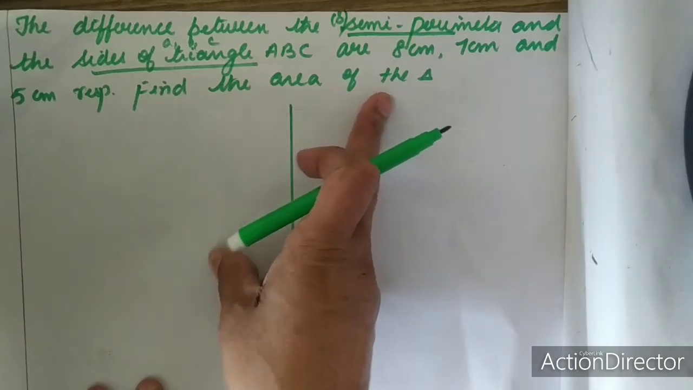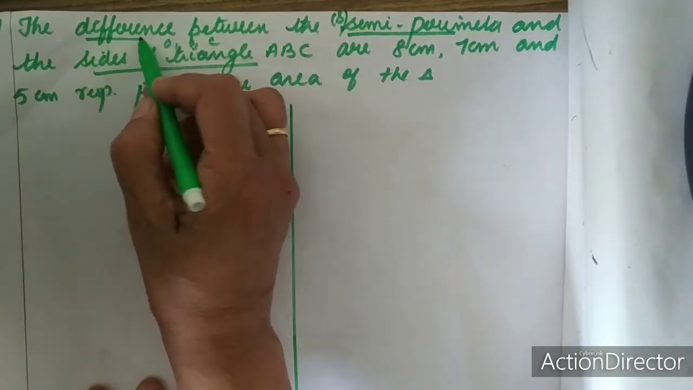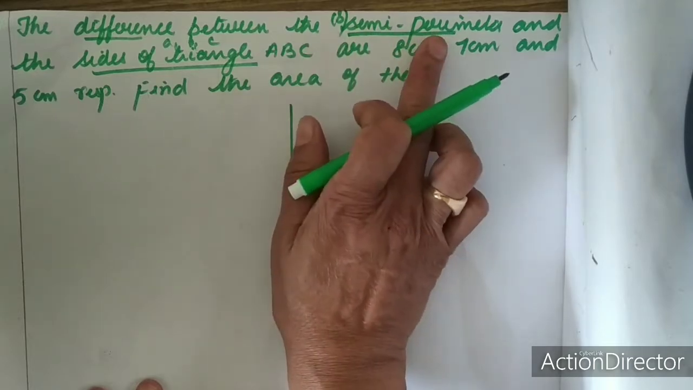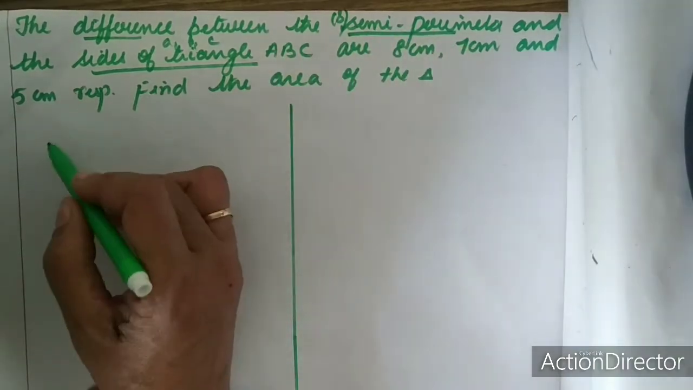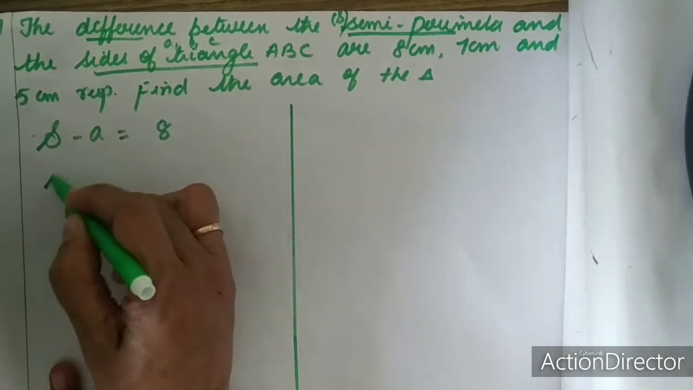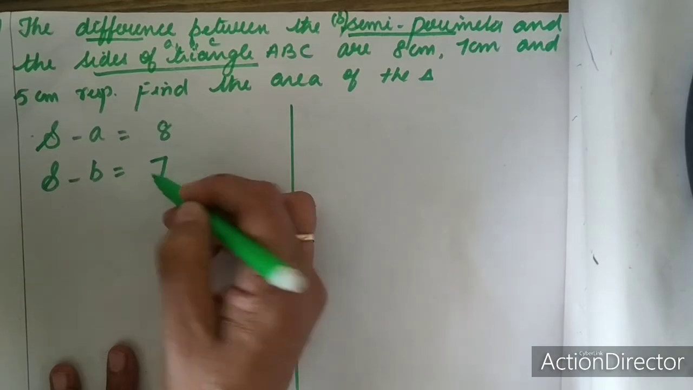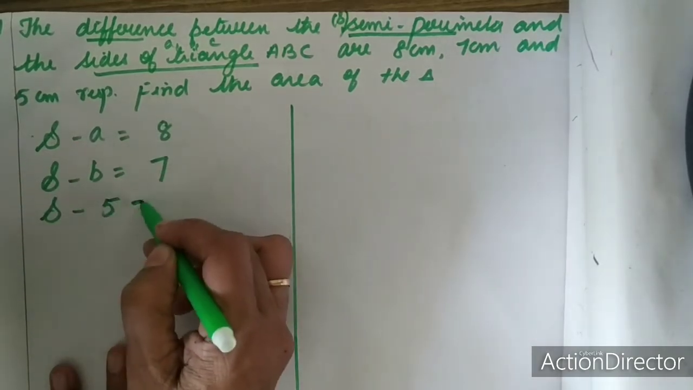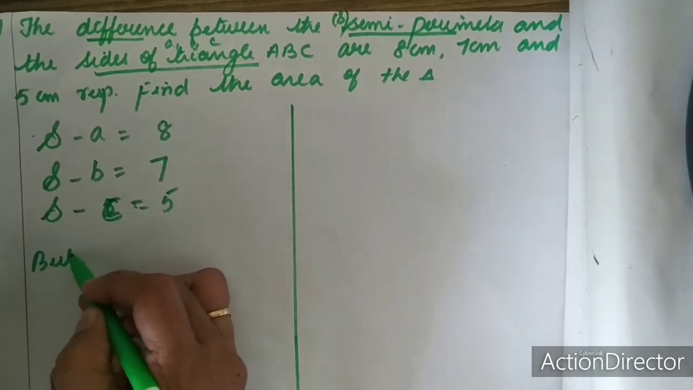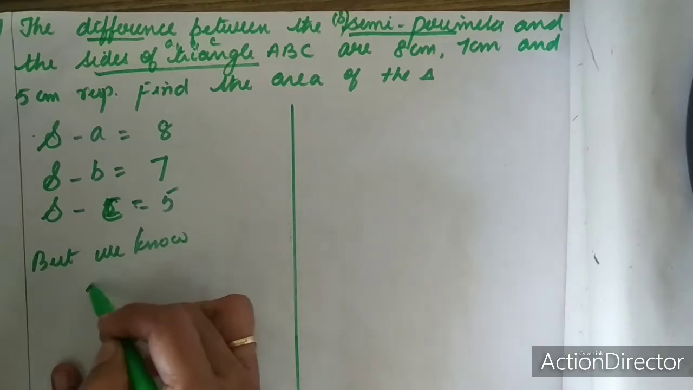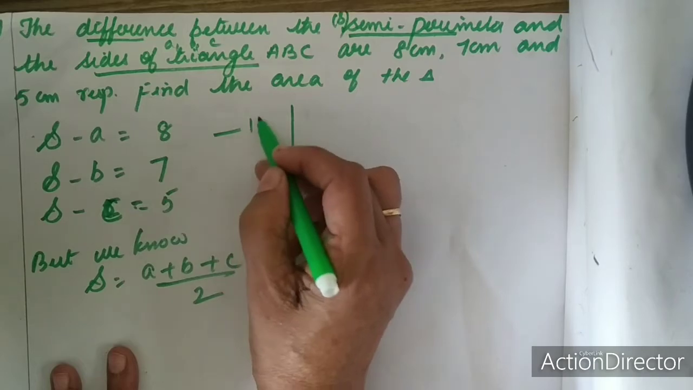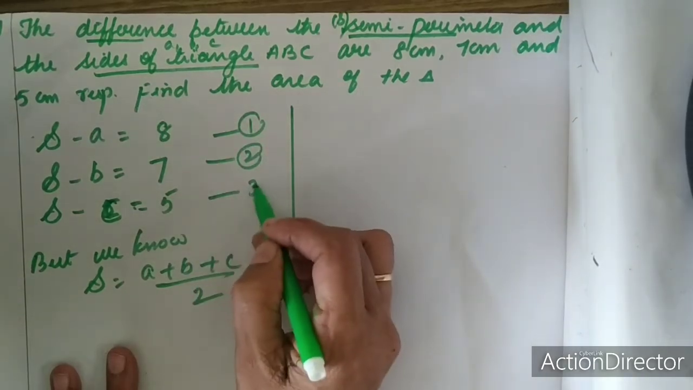So first you have to write what is given. Difference means minus. You have to minus first side from the semi-perimeter, second side from the semi-perimeter and third side from the semi-perimeter. So what is given? S minus A is equal to 8, S minus B is equal to 7 and S minus C is equal to 5. But we know that S is equal to A plus B plus C upon 2. Let us name this equation as 1, 2 and 3.